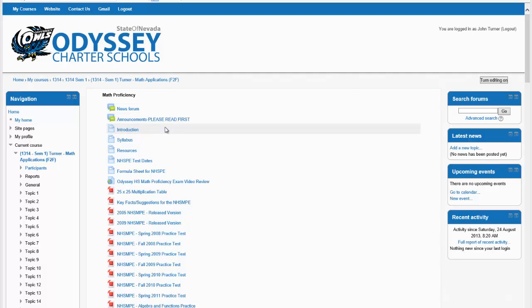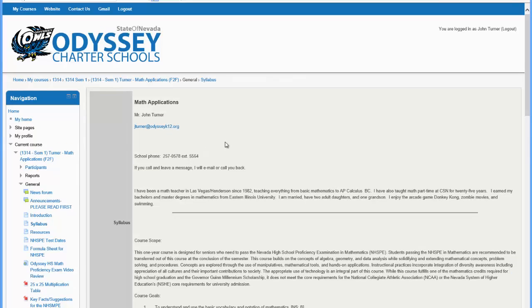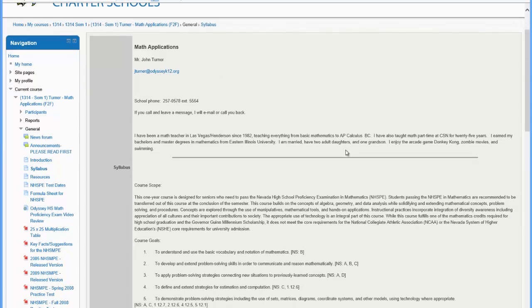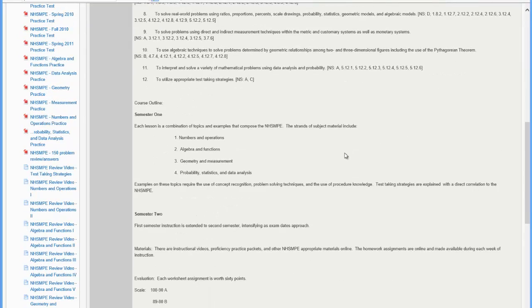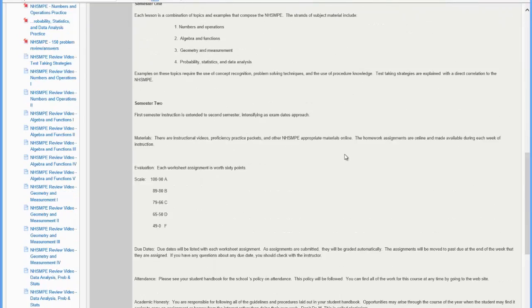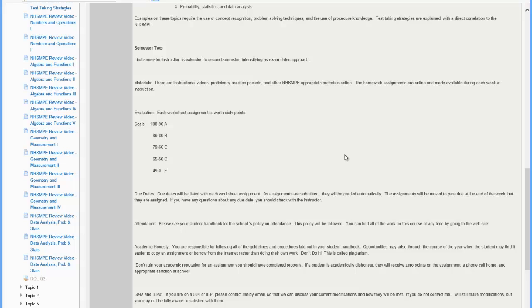There's a district introduction. It's kind of boring, but it gives you a breakdown of the way the test is set up. There is the syllabus. I would definitely click on the syllabus, which I'm going to do right there. As you can see, you have information about the instructor, you have the course scope, the course outlines for both semester one and semester two, and of course the all-important grading scale. I'll discuss how grades are done, but primarily grades are done by assignments that are given each week.